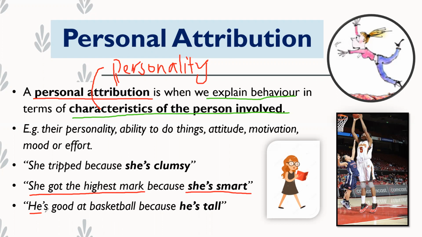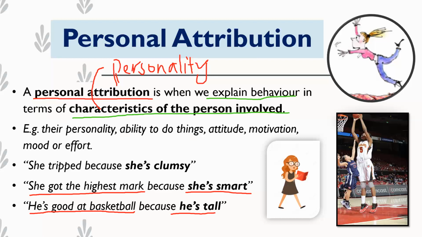Okay, he's good at basketball, not because he goes to training, not because he works so hard, not because he's been practicing from when he was a young boy, but he's good at basketball because he's tall. Okay, that's a personal characteristic, nothing to do with the environment or the situational factors. So a lot of the time, personal attributions are connected to associating that person's personal characteristics or personality traits to the behavior that they engage in or to some skill that they're good at.